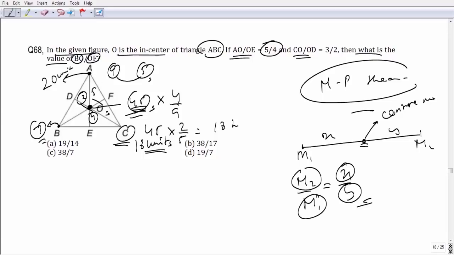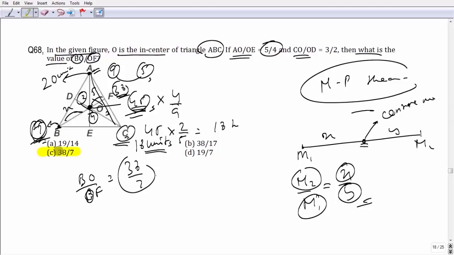And if we talk about point B as one of the masses, for the other end the mass would be the sum of point A and point C, that is 38 units. And with this, the ratio between BO and OF would be 38 is to 7, which leaves behind option number C as your answer.